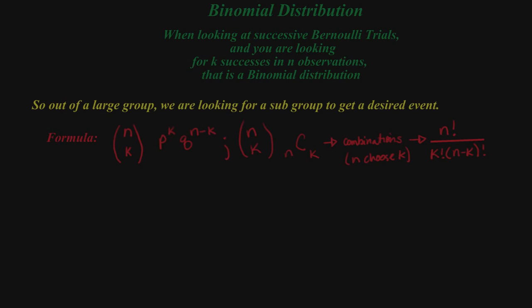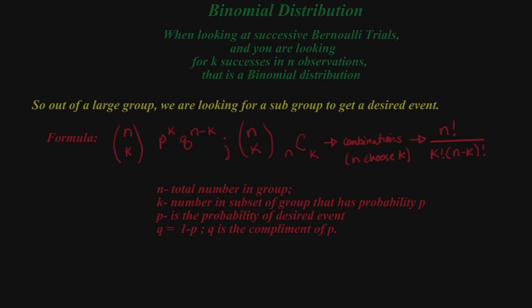All right? So, n again is the total number of people in the group. k is the subset of that group that has the success event that we're looking for with a given probability p that should be given to you. p is the probability of the desired event. And q is the complement, 1 minus p. So again, it's going to be the combination formula over here times the probability raised to the people that got the successful event times the complement raised to the leftover people.